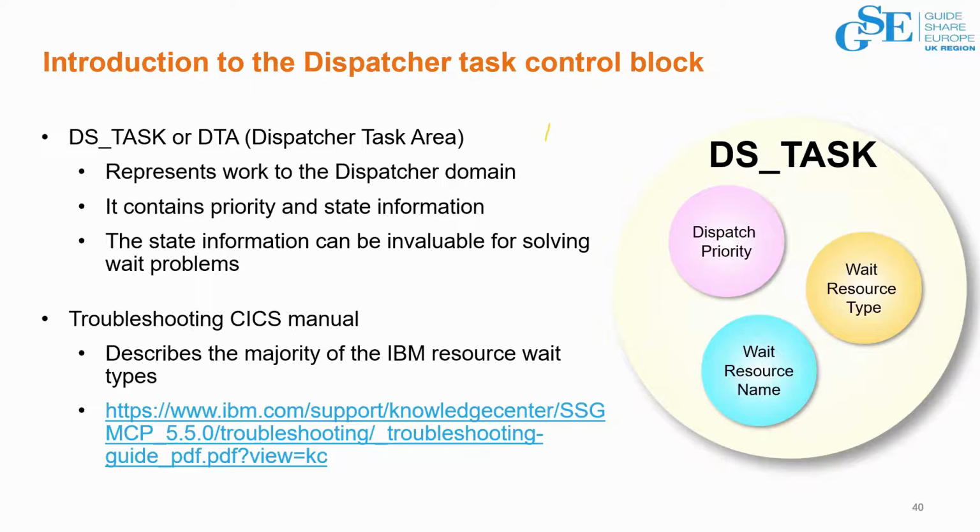So again, dispatcher task, it keeps things like priority if you're running a priority-oriented system, and state information. It's a good place to start if you have waits and hangs in your system, or you're not getting the response time you expect. There's a troubleshooting manual. I updated the link for 5.5, which describes the various different wait types for transactions, which is interesting.